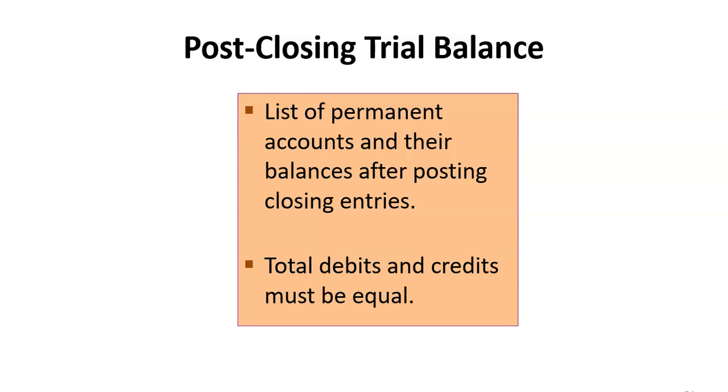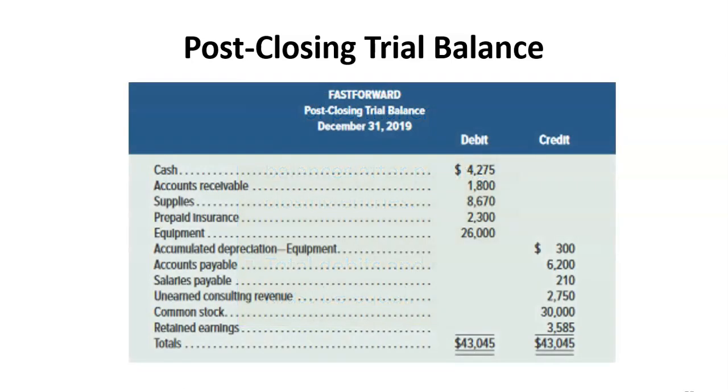Okay, then we create a post-closing trial balance. What is on the post-closing trial balance should only be the accounts from your balance sheet. There should be no income statement accounts on the trial balance. As always, debits have to equal credits. This is true of our accounting equation also. Assets have to equal liabilities plus equity, and debits always have to equal credits.